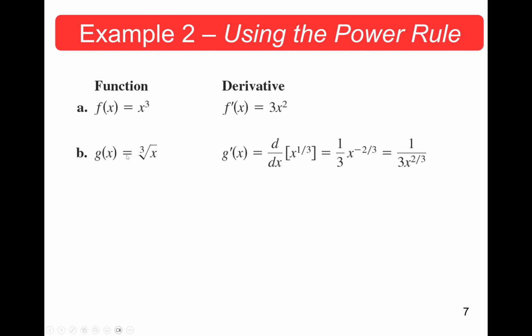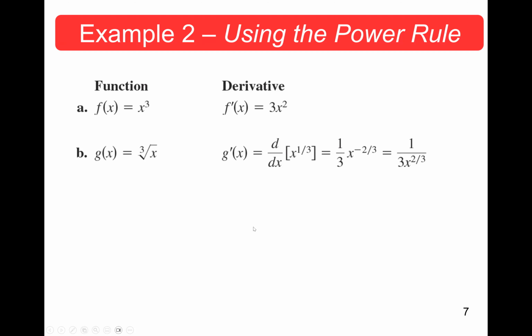Now we have g(x) equals the cube root of x. Here we know the cube root of x is the same as writing x to the power 1/3. So the derivative of g(x) will be the derivative of x to the power 1/3, which will give us 1/3 x to the power 1/3 minus 1. Now 1/3 minus 1 will give us negative 2/3. So we can find the reciprocal of it, and the answer will be 1 over 3x to the power 2/3.